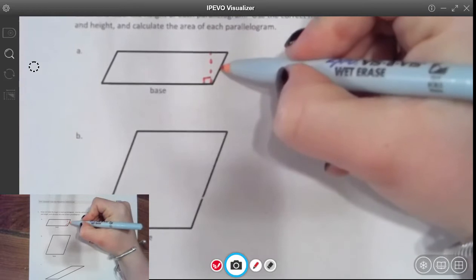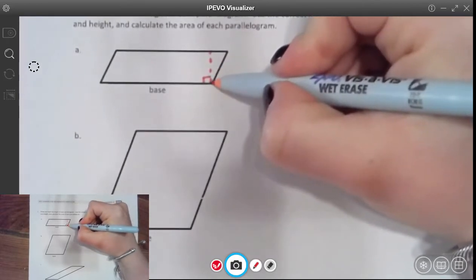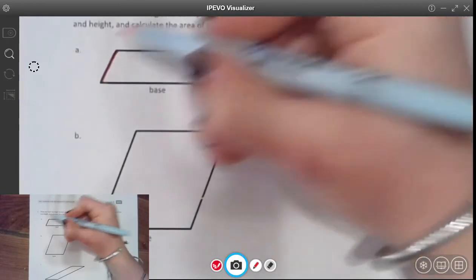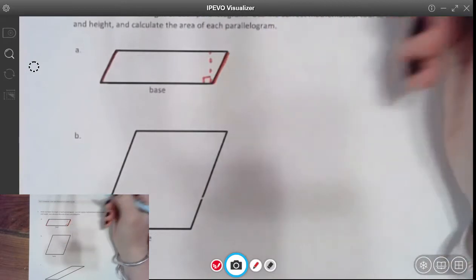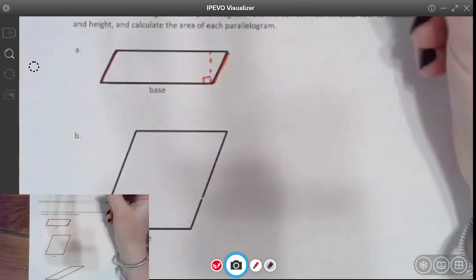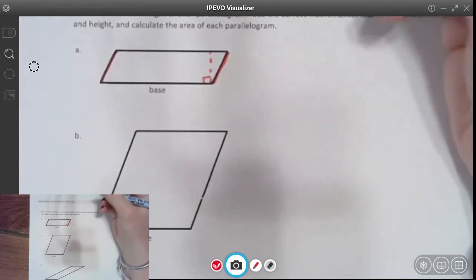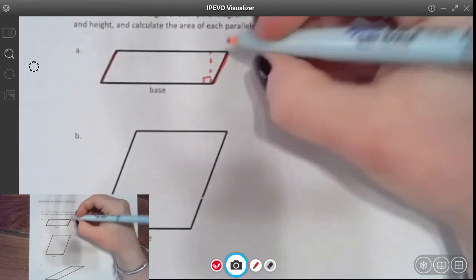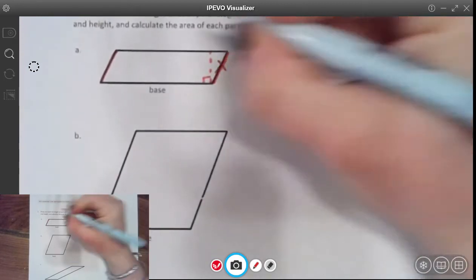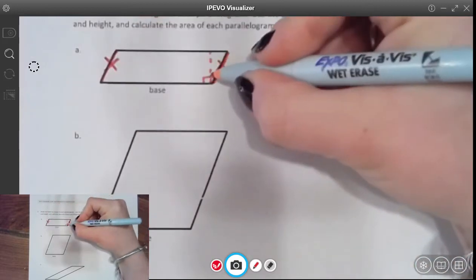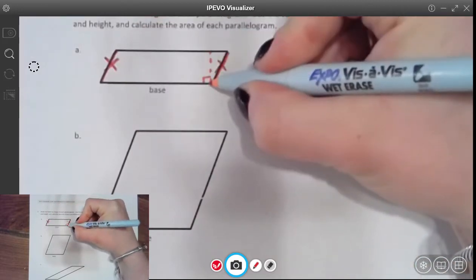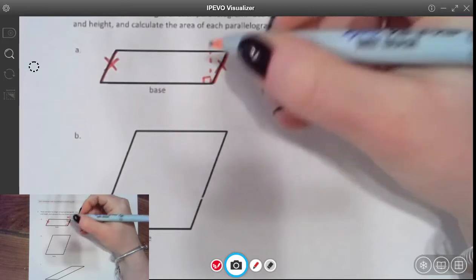So remember, the height is not always going to be one of the sides of the parallelogram. These sides are slanted, so we can't use a slanted line as our height. Like when you go to the doctor and the doctor takes your height, they say stand straight up. So this cannot be the height, this cannot be the height. So we draw in the height, and it would be right here, okay?